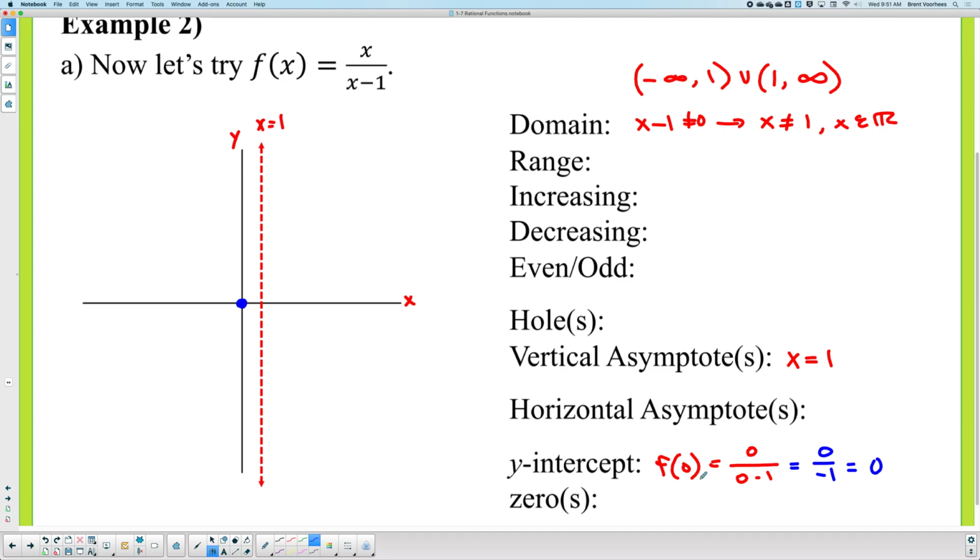So we have a y-intercept at the origin. That's because we plugged in a 0 everywhere you saw an x. A zero is found by setting the numerator equal to 0. Only the numerator. Well, that's already solved for us. So where do we have a 0? At 0. Well, we already have that point on there.